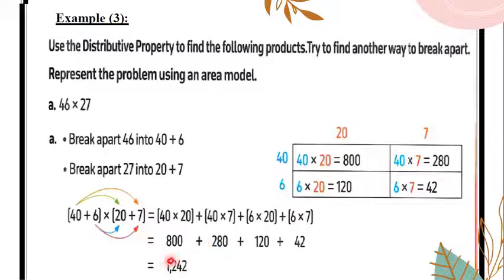After that, let's add. 40 times 20, here he wrote for you the answer 800, and here he gave you the answer 280, and here he gave you the answer 120, and the last one the answer is 42. Let's add the numbers 800 plus 280 plus 120 plus 42. So the answer is 1,242.